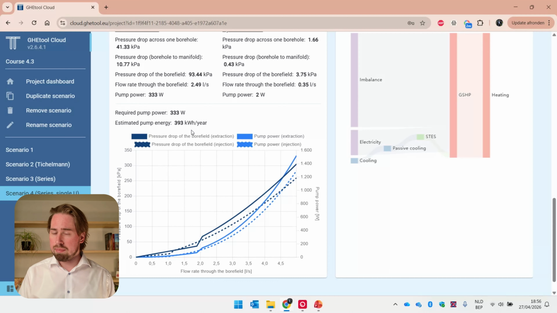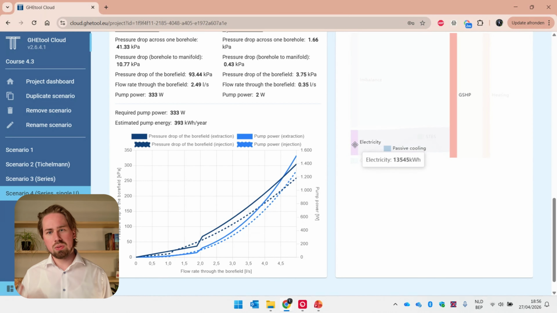But just to put things in perspective, because here we're talking about a couple of 100 kilowatt hours per year difference. If you take a look at the electricity consumption of the overall system due to the heat pump, etc., it's a couple of magnitudes higher, because our heat pump is consuming way more electricity. So yes, our hydraulic design is important from an energy perspective as well, but that's not going to be the final factor in your decision.